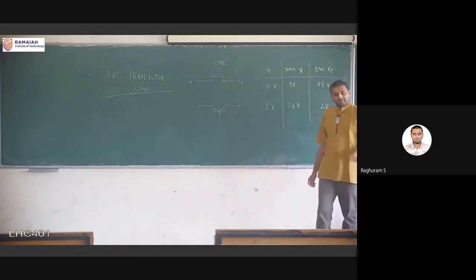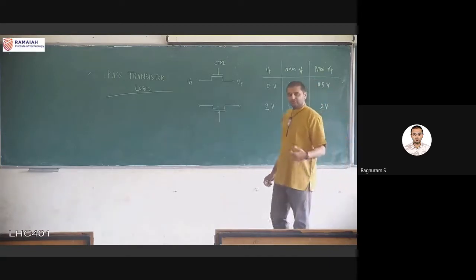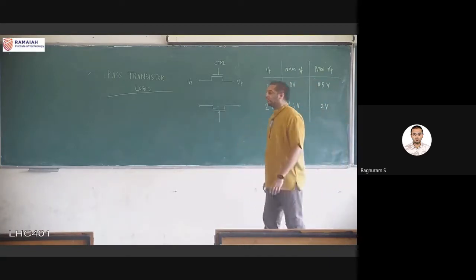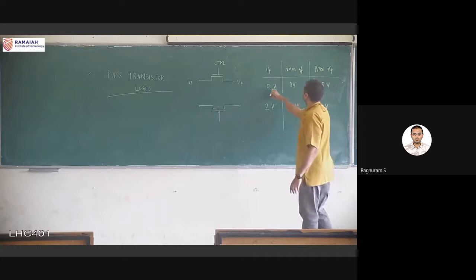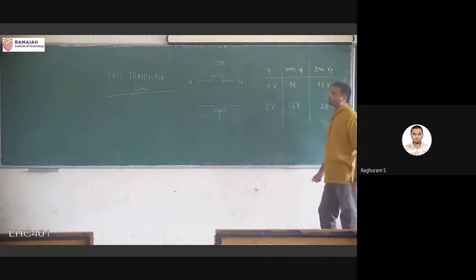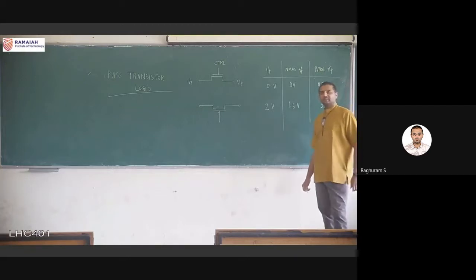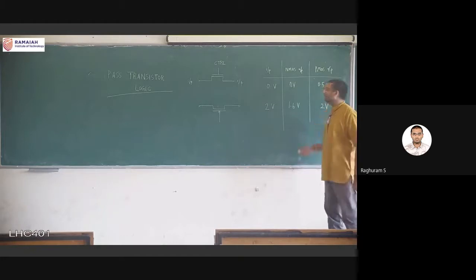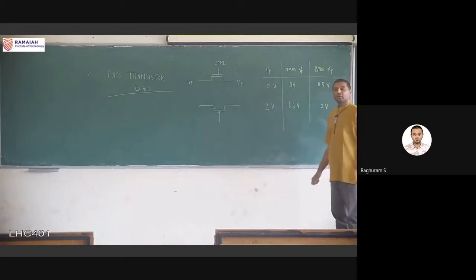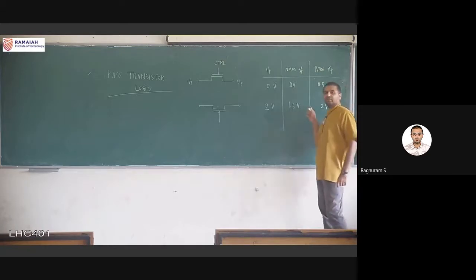Assuming that the transistor is on, assuming that the transistor is conducting, if I give 0 volts as the input, in the NMOS transistor, if I use it for connecting input to output, I will get 0 volts. Good, right? No problem. But if I use a PMOS transistor, we did this analysis, it will not be able to go all the way down to 0 volts. It will get stuck at 0.5 volts. That is the problem.